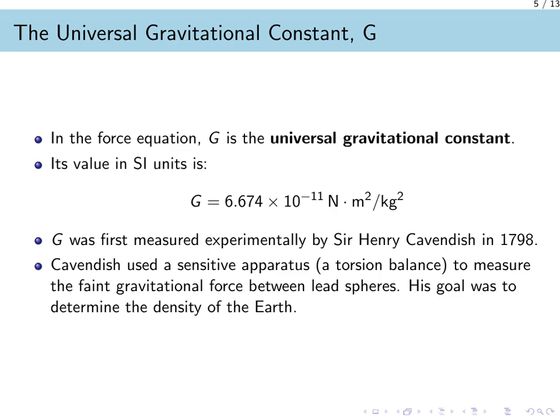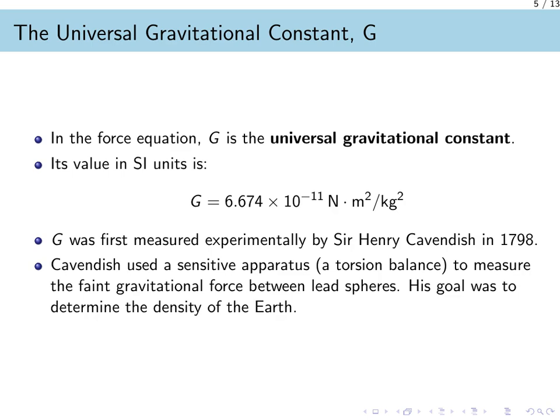The symbol G in Newton's law is the universal gravitational constant, which is a fundamental value that sets the strength of gravity throughout the universe. Its value in SI units is approximately 6.674 times 10 to the power of -11 Newton meters squared per kilogram squared. This extremely small number shows that gravity is an inherently weak force, which is why we only notice it when very large masses, like planets, are involved.